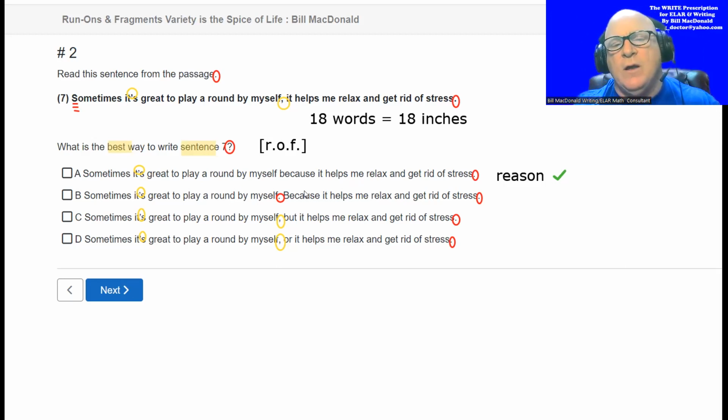So you can flip that order. And so when the reason's in the back, you're just adding what they might call an adverb clause, and that's fine. But if you flip it to the front, and that's not the way it is, but it would have been an acceptable way to write the sentence. Letter B. So I think it's going to be the answer, but we won't touch it till the end. Letter B, capital. Sometimes it is great to play around by myself, period, because it helps me relax and get rid of stress.